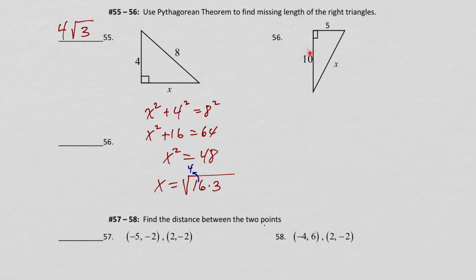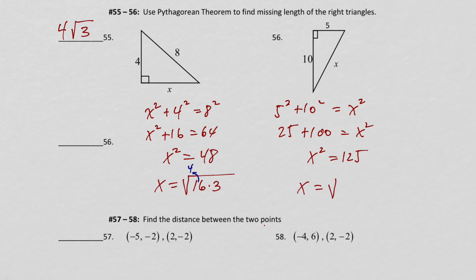On this problem, the sides touching the right angle are 5 and 10. So 5 squared plus 10 squared is equal to x squared. So x squared is 125. And 125 is 25 times 5. And I wrote it like that because 25 is a perfect square, which you can square root and it becomes a 5. So this is the 5 on the outside, root 5 that's left inside.